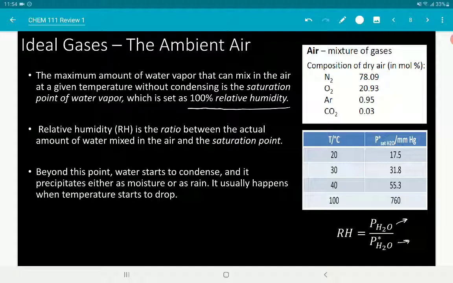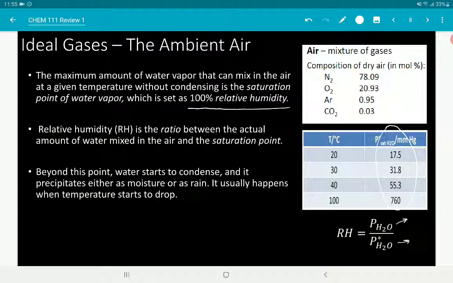relative humidity. Okay, so if you look at this table, makikita natin yung mga saturated vapor pressures. So at 20 degrees Celsius, you see that the saturated vapor pressure of water is 17.5 millimeters mercury. So kapag 17.5 millimeters mercury na yung pressure ng water dun sa system, ibig sabihin, 100% na yung relative humidity. So kumbaga, saturated na yung air.